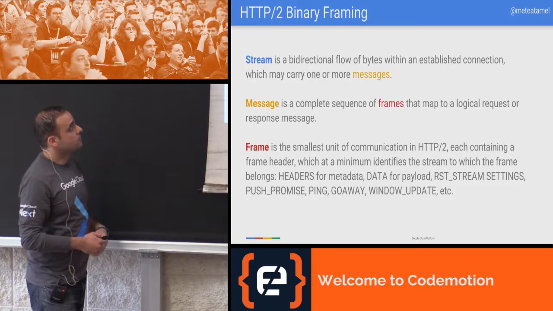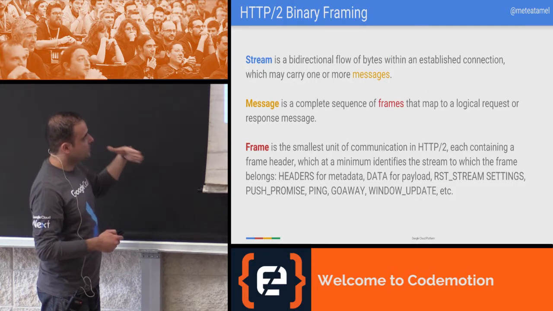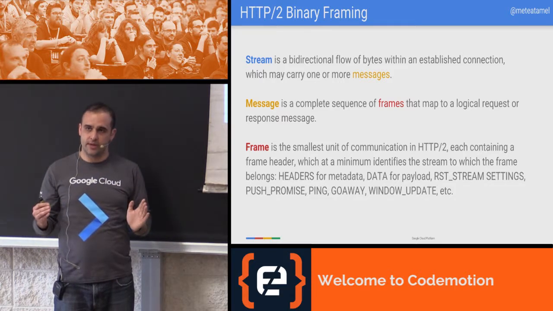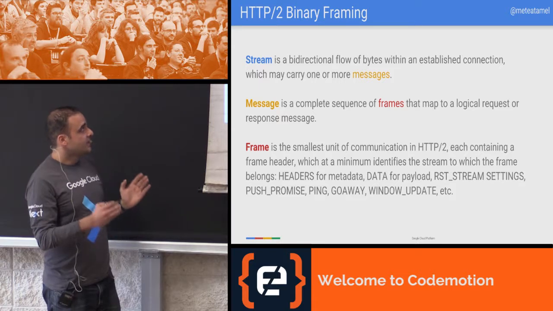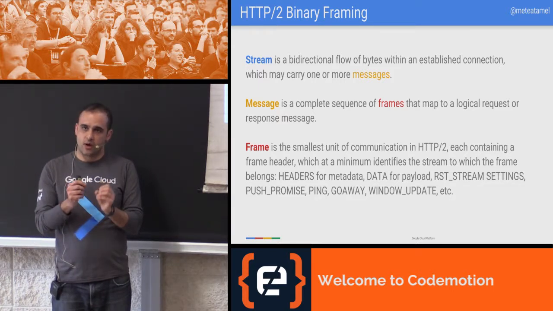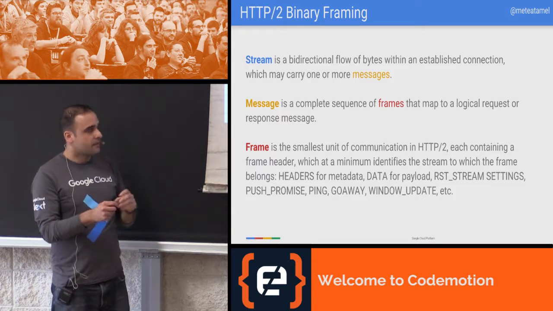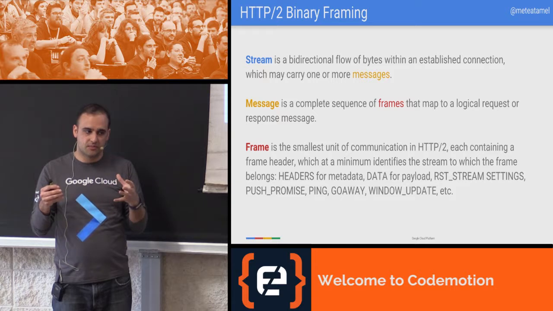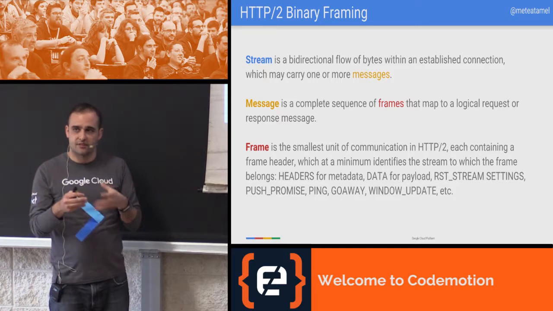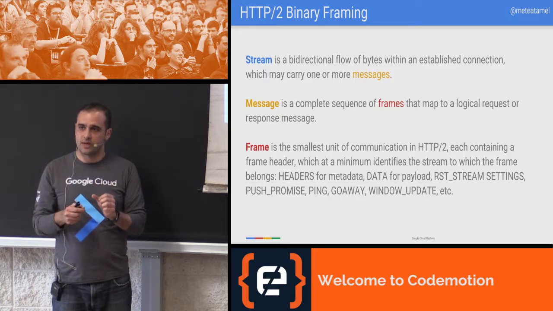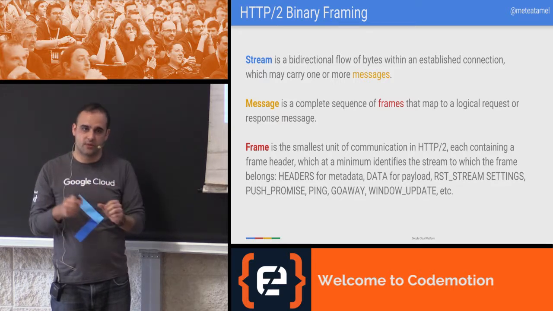To talk about streams, messages, and frames: the client and the server set up a stream to exchange messages. Over the stream, you send messages. Messages are one or more frames. A message defines the request and the reply, so it's the combination of frames that define a request and a response. And the frame is the smallest unit within a message. So you can have multiple frames within the message.